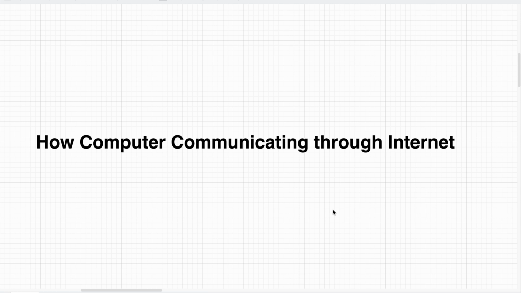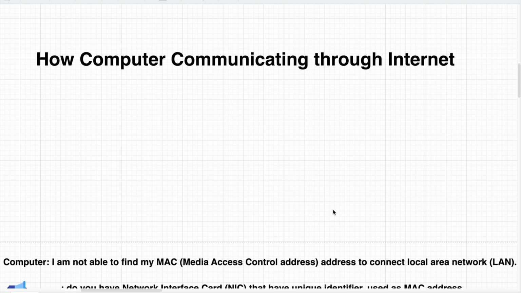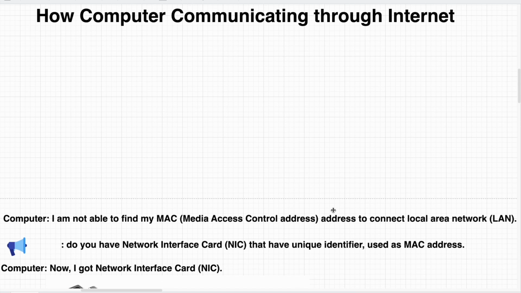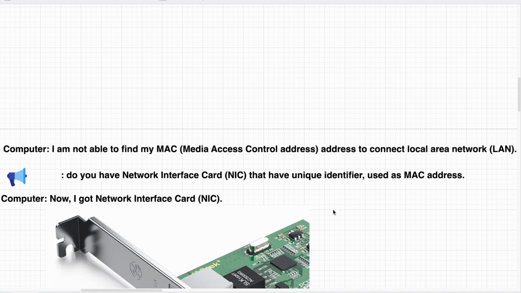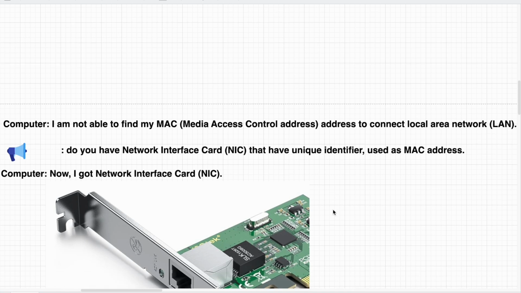Hello, in this video we are going to see how computers communicate through the internet from the base level. Let's start. Imagine a computer saying, I am not able to find my MAC address, that means media access control address, to connect to the local area network, LAN. Some announcement is coming: do you have a network interface card, NIC, that has a unique identifier used as a MAC address?